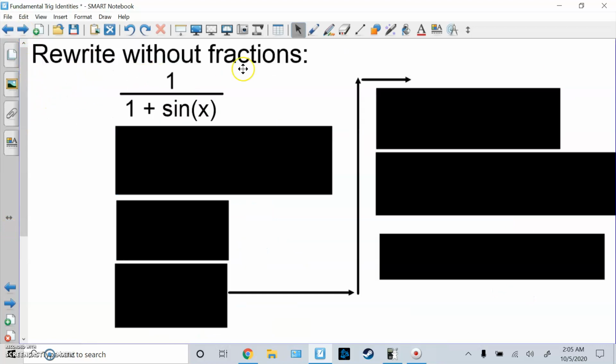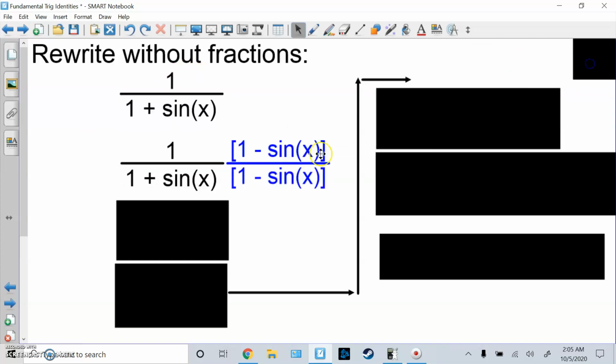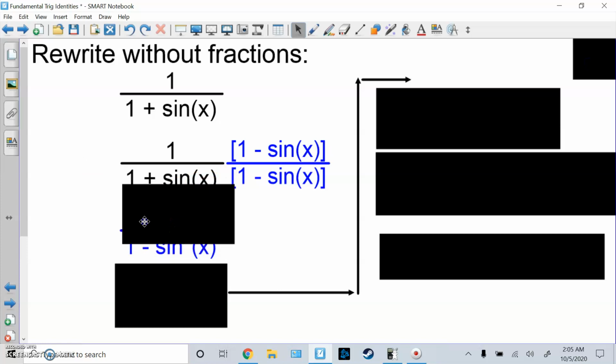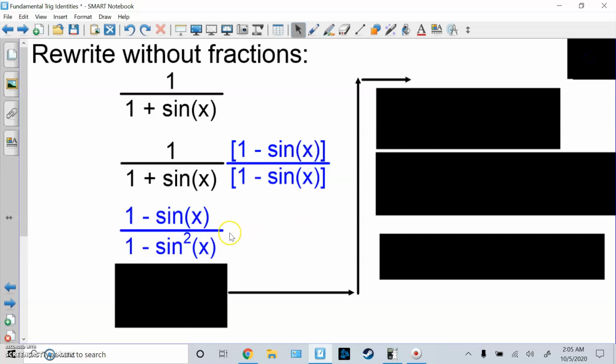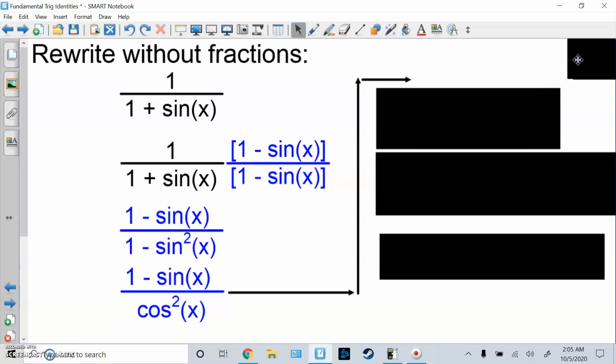Alright. Rewrite without fractions. So remember, if you have something weird on the bottom, you can always multiply the conjugate. When you do that, that turns it to a difference of squares. The nice thing is 1 minus sine squared is equal to cosine squared. Alright, so now it's really one term.